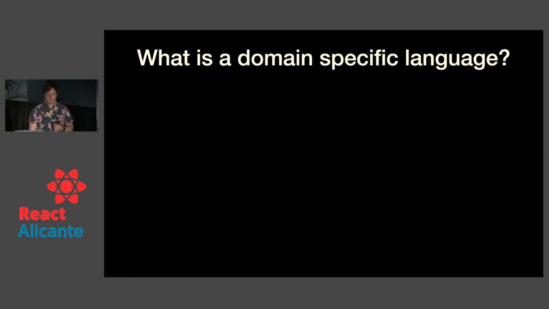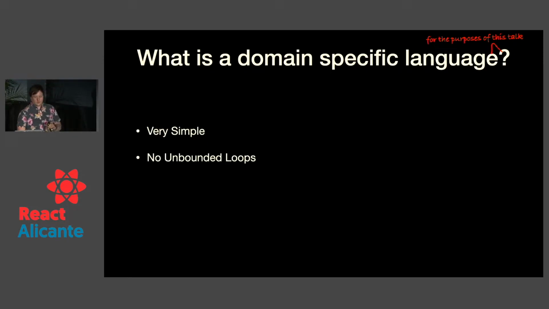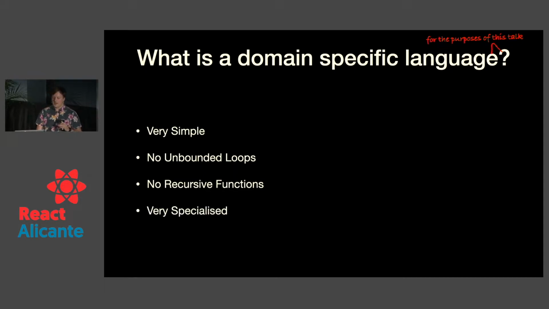So coming back to what is a domain-specific language, for the purposes of this talk, I mean something that is a very simple language. It has no unbounded loops, no recursive functions, and it's very highly specialized. I want to consider these languages because they're much easier to build. This is a much more practical thing for you to decide to create than an entire fully fledged general purpose language. And because these restrictions, in particular lacking unbounded loops and recursive functions, make it much easier to create something that can securely evaluate untrusted user input.